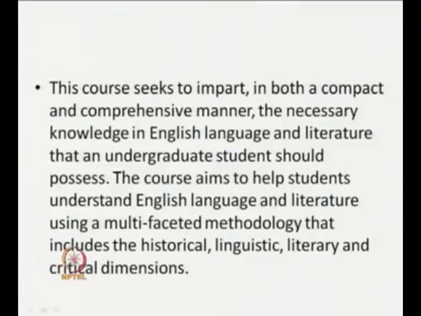As declared in the course syllabus on the website, this course seeks to impart, in both a compact and comprehensive manner, the necessary knowledge in English language and literature that an undergraduate student should possess. The course aims to help students understand English language and literature using a multifaceted methodology that includes the historical, the linguistic, literary and the critical dimensions.